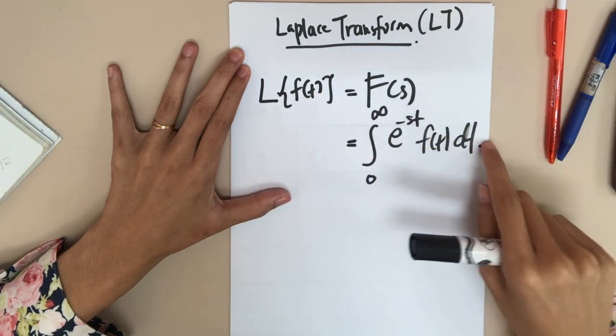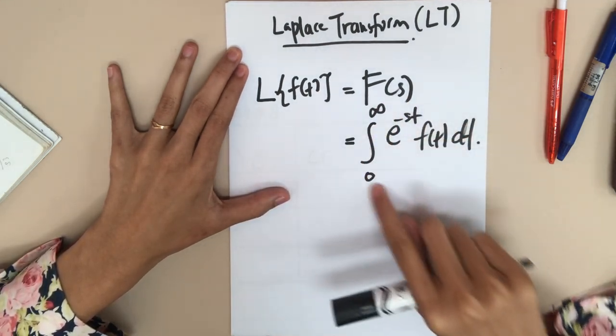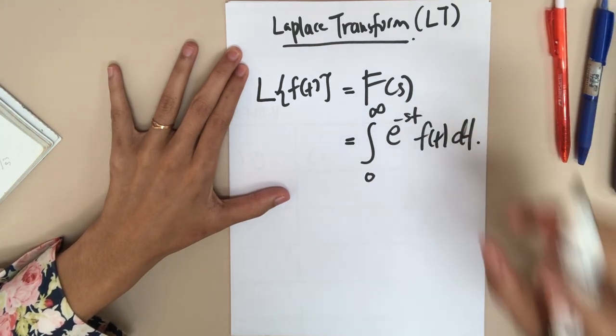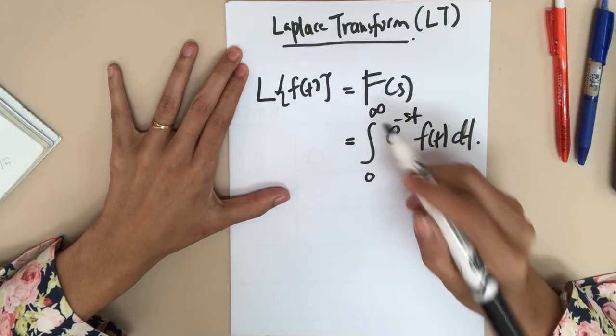Okay, Laplace transform. So how to find the Laplace transform? Okay, this is the way, by using integration. So e negative st is already fixed, no need to change, it is fixed. 0 until infinity is also fixed.